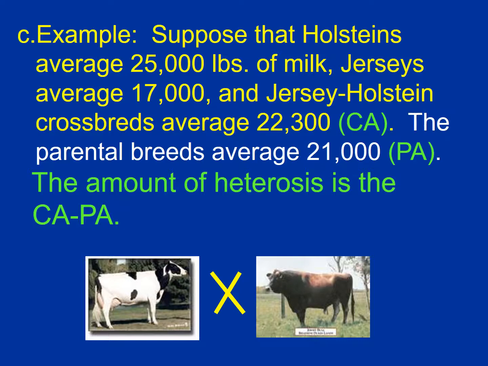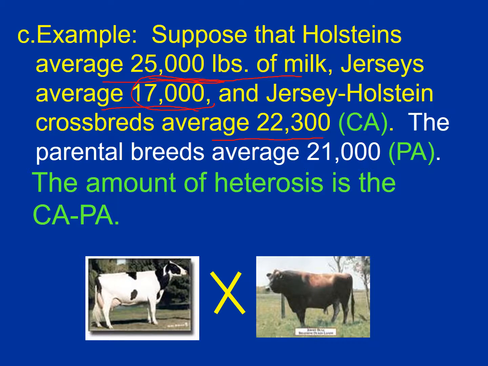So the example that we're using here is pretty real data. Holsteins, they're the best for pounds of milk. Jerseys give fewer pounds of milk, but the Jerseys have advantages in other areas. For this particular trait, we're just interested in pounds of milk for now. So we do the crossing and we find out that the crossbreds average, in this case, 22,300 pounds of milk. So more than the Jerseys, but less than the Holsteins.